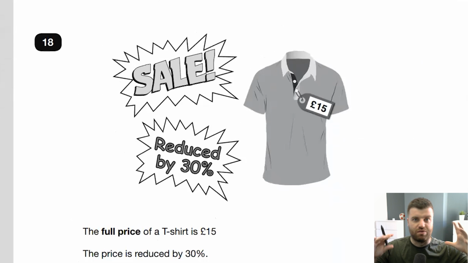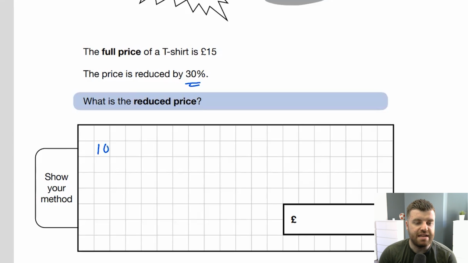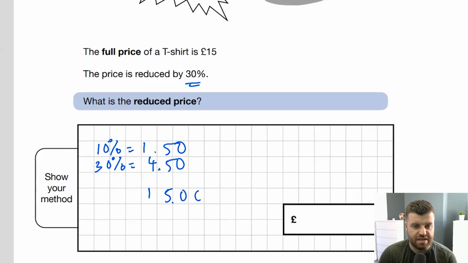Question 8, sale reduced by 30%, £15 t-shirt. The full price of a t-shirt is £15. It's reduced by 30%. What is the reduced price? So 2 steps here. Firstly, we have to figure out what 30% is of £15. Well, 10% is £1.50. So 30% is going to be £4.50. Once we've got 30% over here, we can do £15.00 take away £4.50.